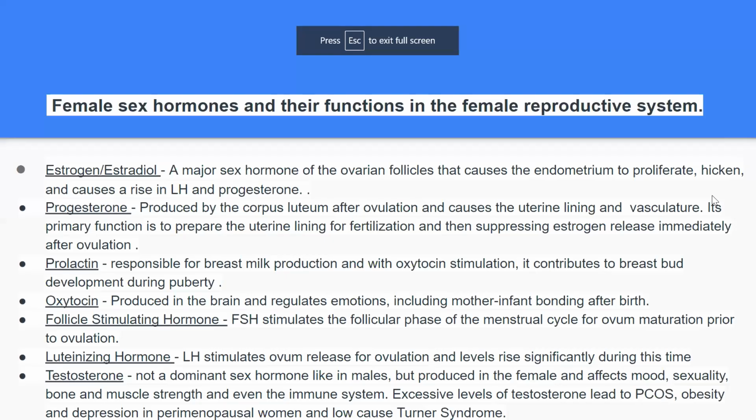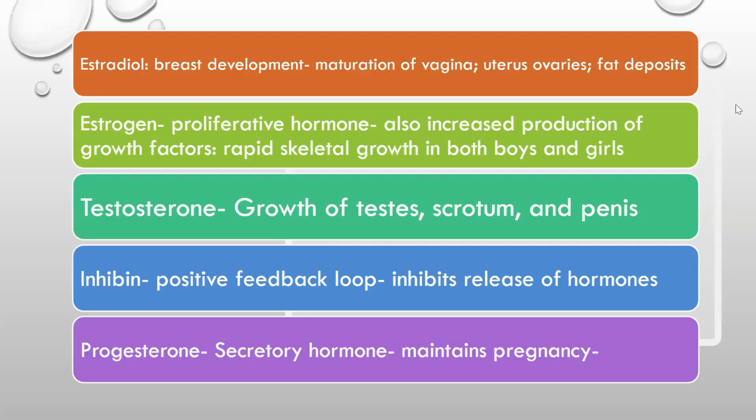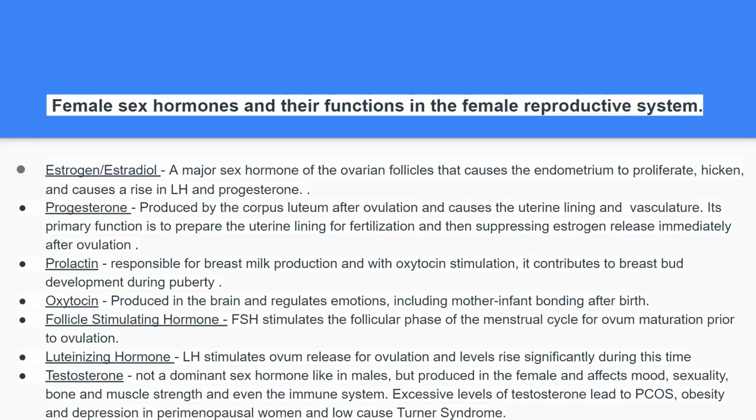The first slide is about female sex hormones and their functions. As you know, there are estrogen, progesterone, prolactin, oxytocin, follicle-stimulating hormone, luteinizing hormone, and testosterone. A lot of times I've seen questions on the functions of LH because of ovulation-related problems. You'll see a lot of questions on that. Estrogen is another one that you will see because it affects the endometrium. It also causes a rise in luteinizing hormone.